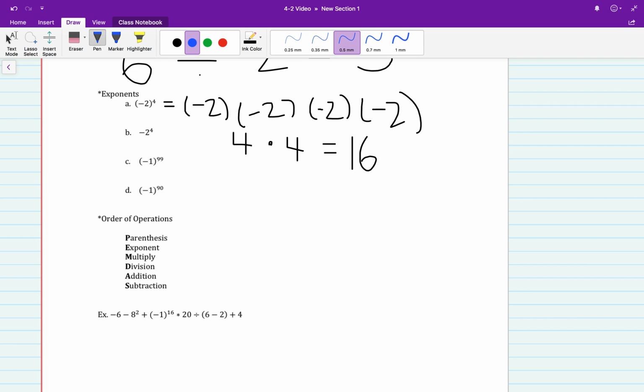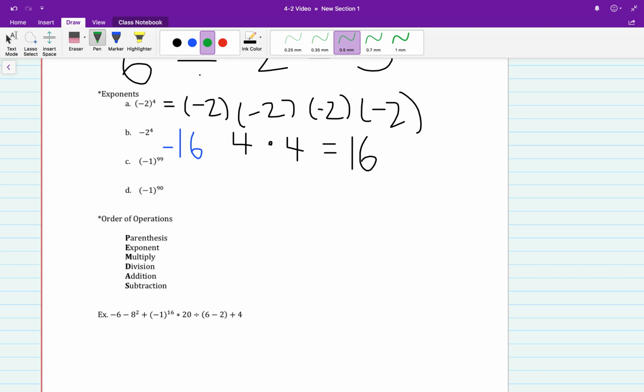So I do the exponent first. 2 to the 4th power is 16. And then multiply it by the negative. So in B, the answer is -16, and in A, it's 16. So the parentheses really matter. Now, C and D both have parentheses, but they go back and remind us of our exponent rules with 1. 1 raised to any power is always 1.